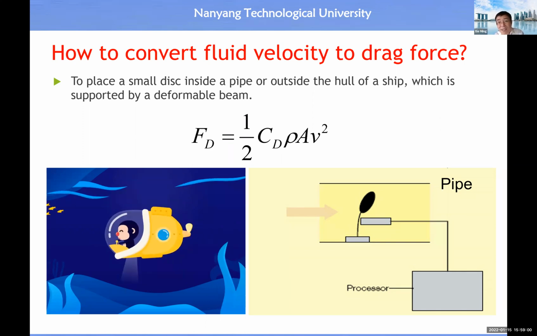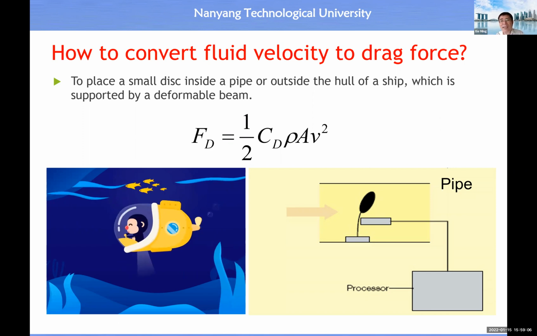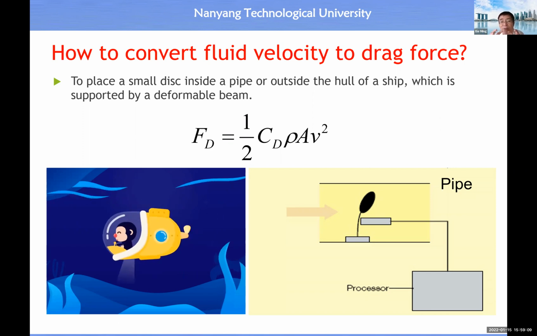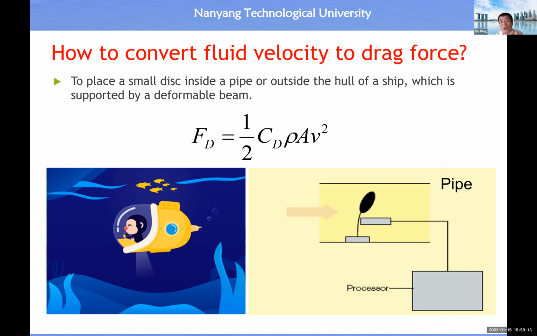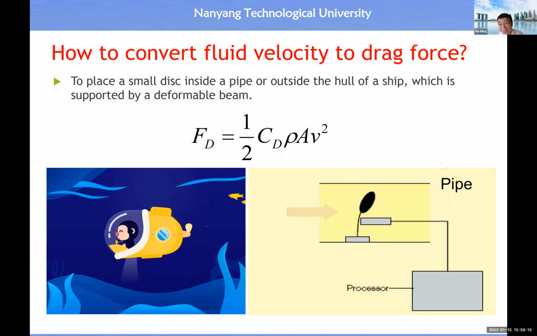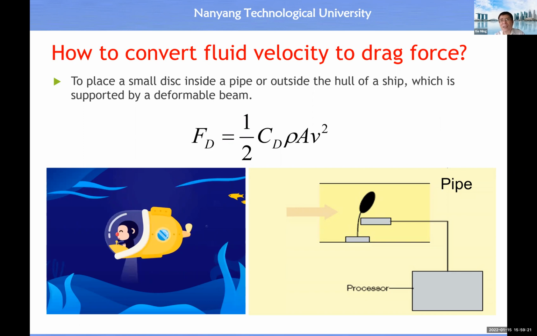Then in the case of a submarine, you can install it outside the hull of the ship, okay? So when the submarine moves, there's a relative velocity between the body or the hull of the ship and the water, okay? Then there's a drag force, okay? Then we can convert the relative flow velocity into drag force, right?